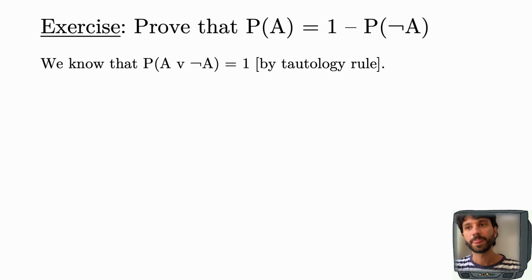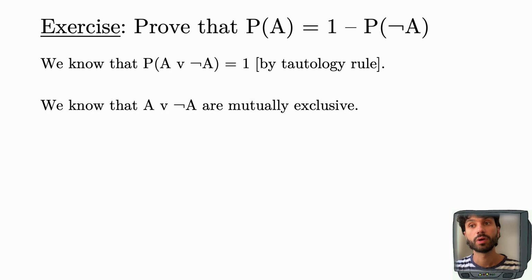So we know that the probability of A or not A is equal to 1. Why do we know that? Well, by the first rule that we saw, which is the tautology rule. We also know that A or not A are mutually exclusive, right? I showed that to you. They're never both true at the same time.